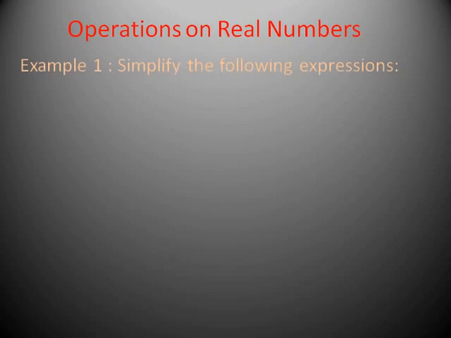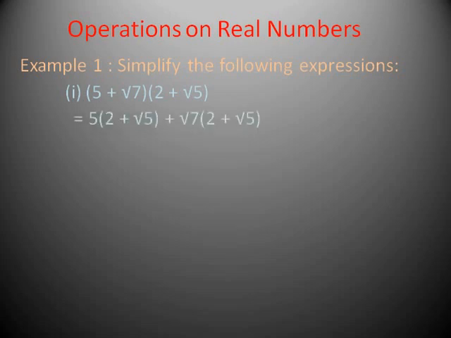First example, simplify the following expressions. 5 plus root 7 multiplied by 2 plus root 5. Here we have two brackets to be multiplied together and both have irrational numbers in each bracket. We will open the first bracket and each term of the first bracket will be multiplied to the second bracket as you have been doing in the previous classes. So we open the first bracket, 5 of the first bracket will be multiplied to the second bracket. So 5 into 2 plus root 5, plus root 7 will be multiplied to 2 plus root 5.